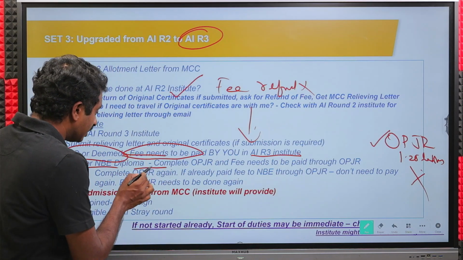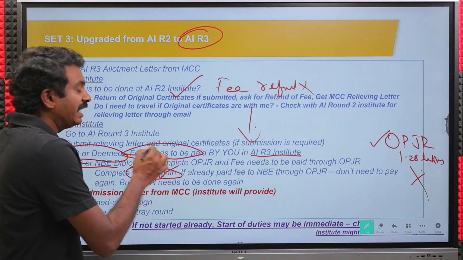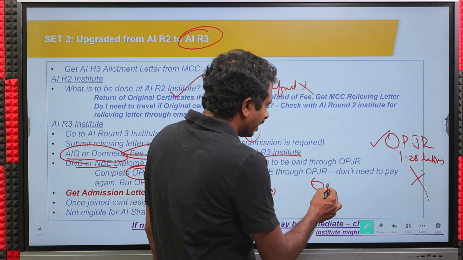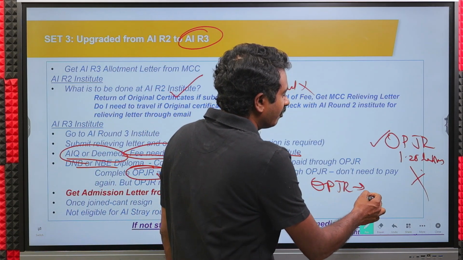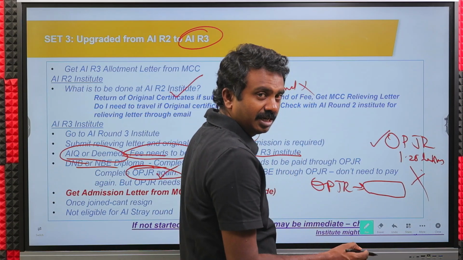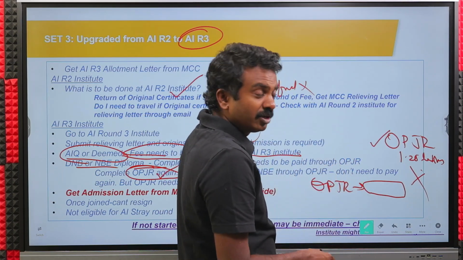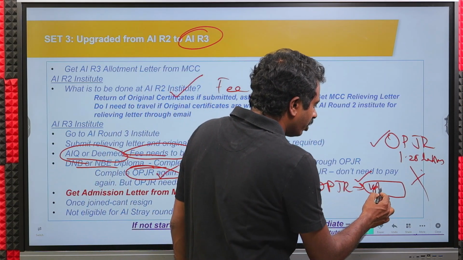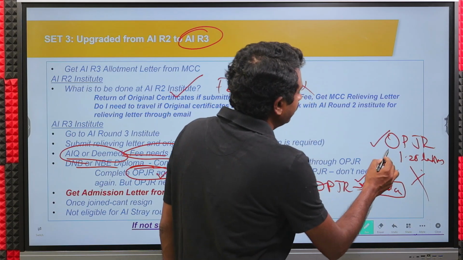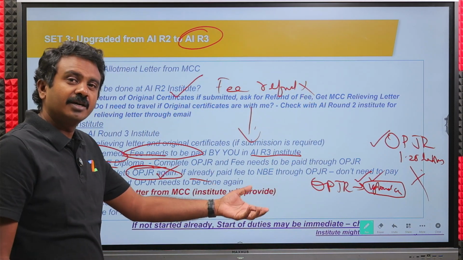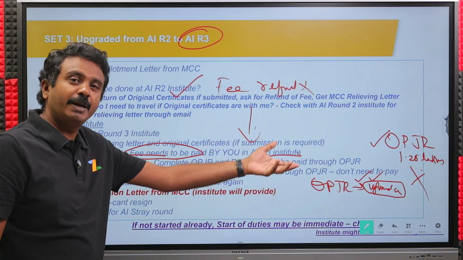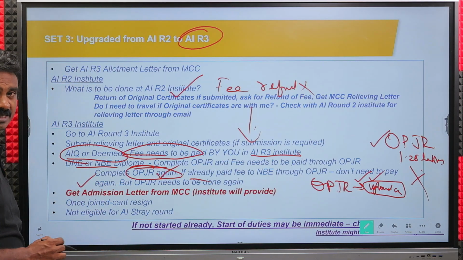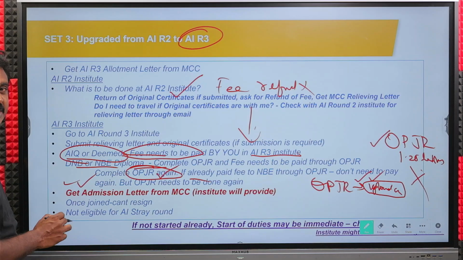But since you have upgraded, you have to complete OPJR again without fee payment. You have to go to OPJR, complete the process of confirmation, etc., like you did earlier. Or if it is the first time you are doing MDMS to DNB, complete all OPJR, upload your certificates, and then without paying, in case you have already paid, or if you have not paid, pay the amount 1.25 lakhs, go ahead and then complete your OPJR process.